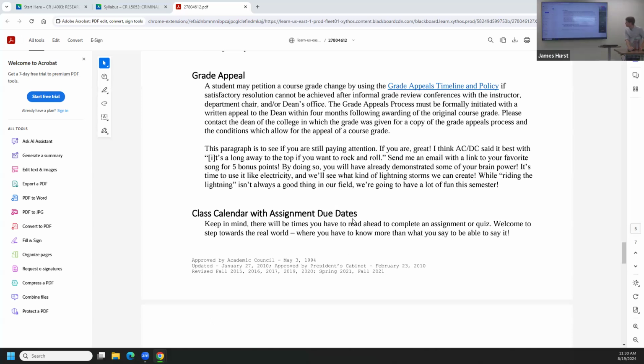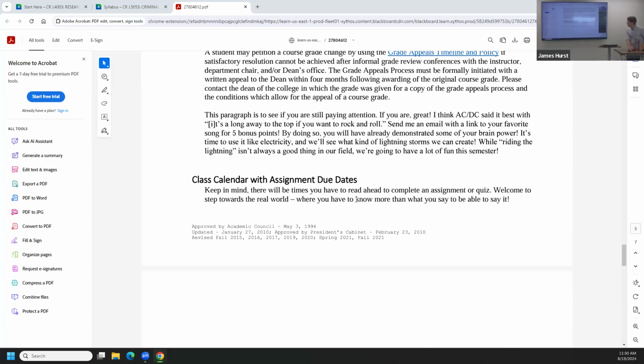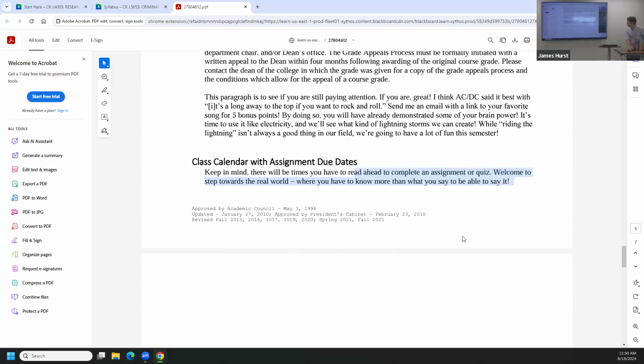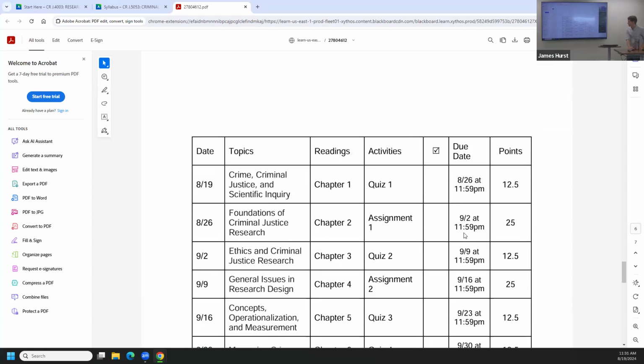Ooh, calendar with due dates. Keep in mind, you might have to read ahead for a quiz. Yeah, that's gonna be the case with this one, definitely. So it starts out here with chapter 1. Realistically, what will happen is I'll take next class to talk about some of the underlying things here that we need to talk about that won't be in the book.